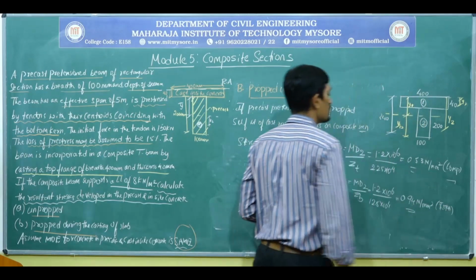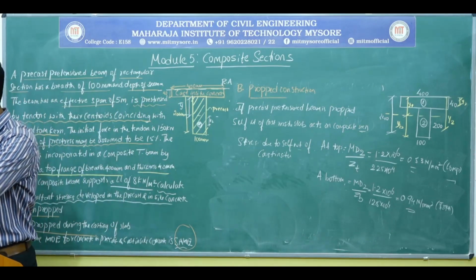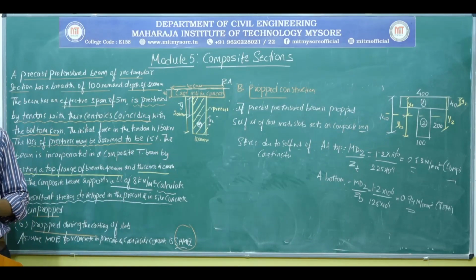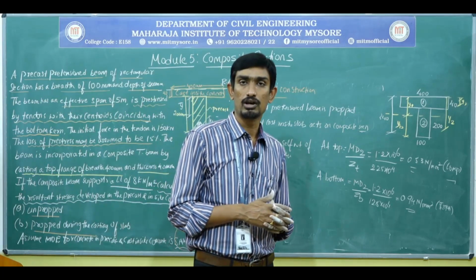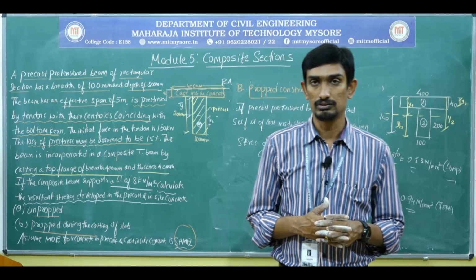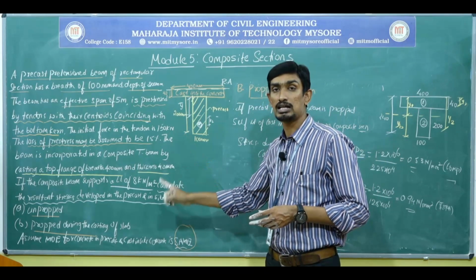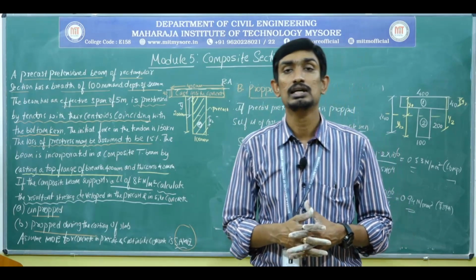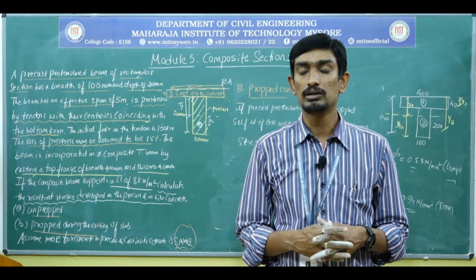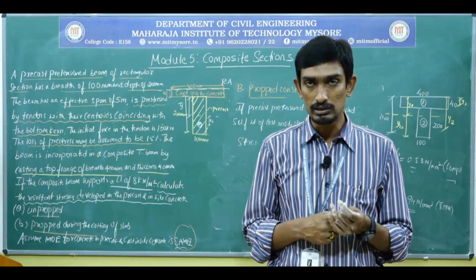Okay. So like this, we need to go ahead with the calculation of resultant stresses for a composite section, when the modulus of elasticity in precast and cast in situ is the same. So when the modulus of elasticity of precast and cast in situ is the same, we will go with these steps.